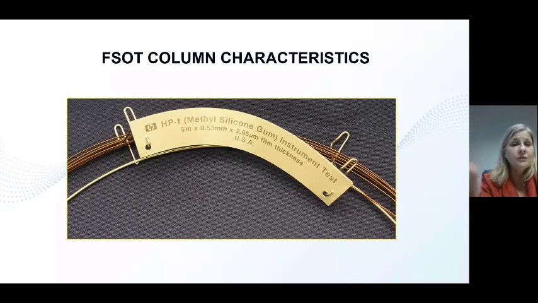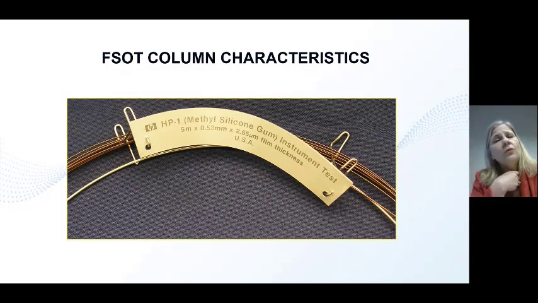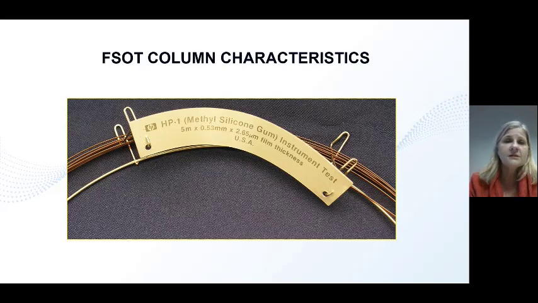And then to make sure what type of column you have, all columns, GC and HPLC, would have a little label on it, and you can go and look at the label and it would tell you which type of column you have. In this case, it's a methyl silicon gum column, and it's a 5-meter column with a 0.53 millimeter diameter and a film thickness in this case of 2.65 micron. So you get all the information.